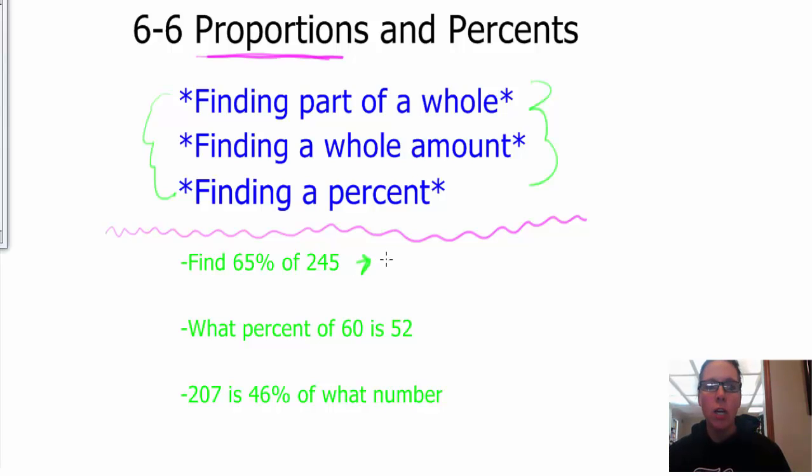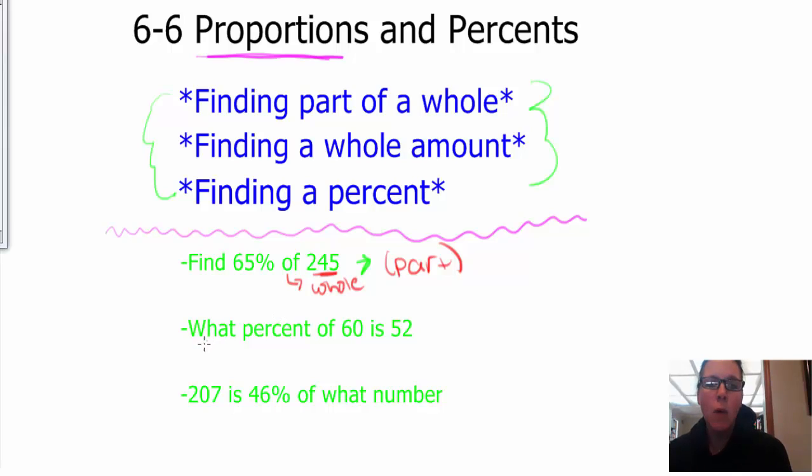Okay, so we're looking, I'm going to change my color. We're looking for the part. That's what we're looking for, because the 245 is the whole. And almost every time after the "of," this number is going to be the whole number, which will come in handy in just a minute.